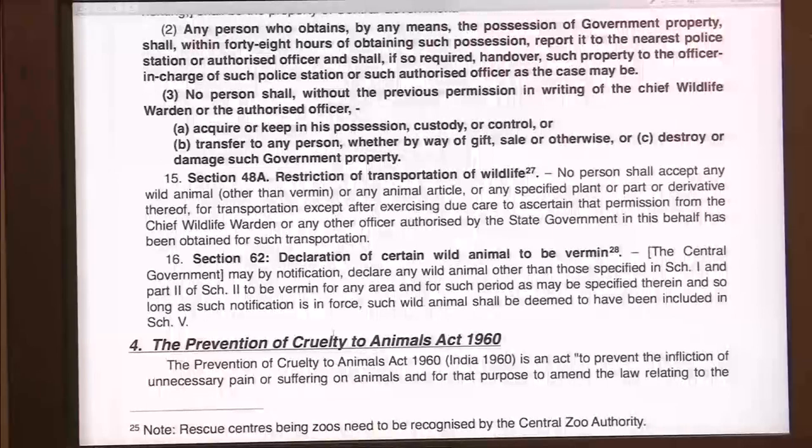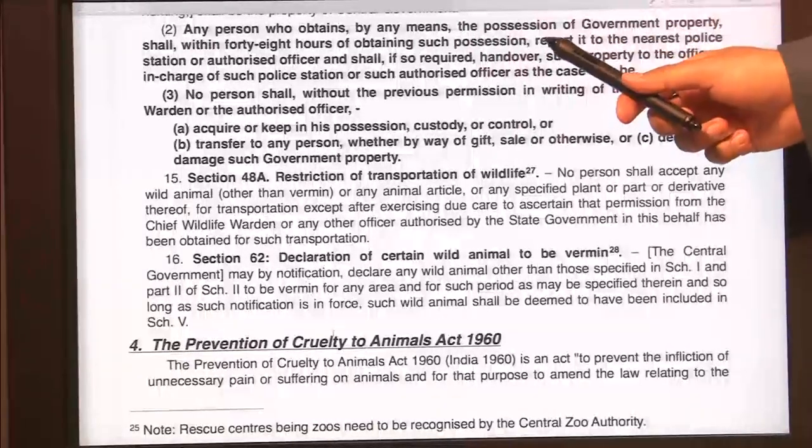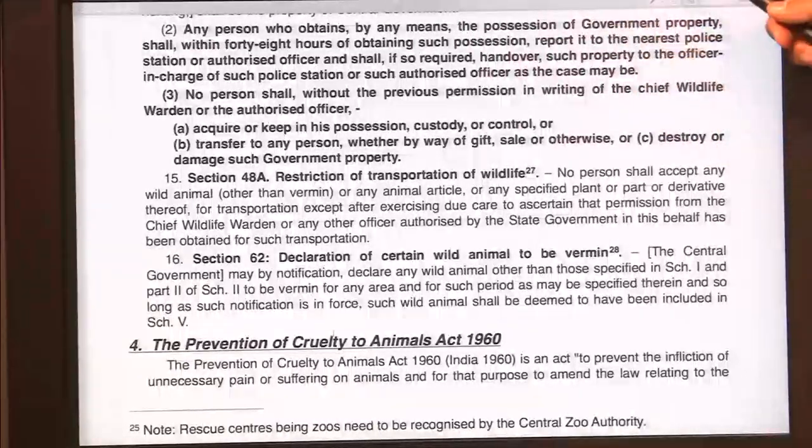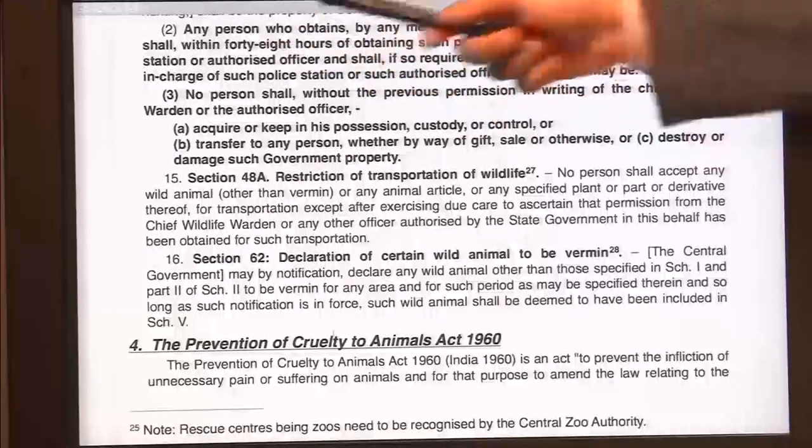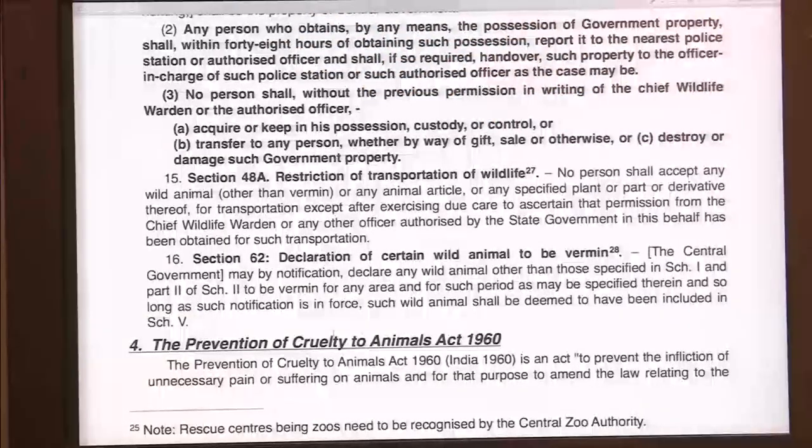So, basically, if you come in the possession of any government property, and here government property means animals, the wild animals, their trophies, their meat, any such thing, if you by any means come into possession of this government property, you need to report it within 48 hours to the nearest police station and maybe even, if required, hand over such property to the officer in charge.